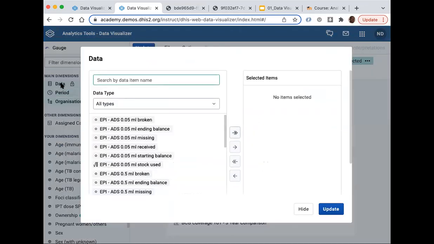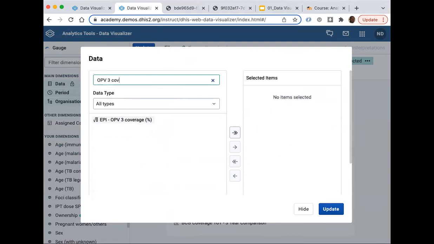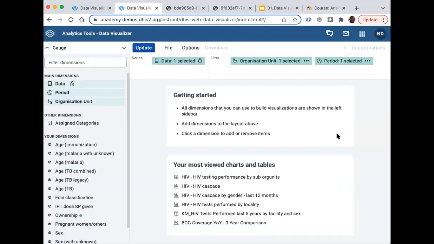and then I am going to look for OPV3 coverage. So that's an indicator, it's a percentage. Again, we say this type of chart is really good for percentages or ratios, or per thousand. Then I add it in here, then I can select the other options.